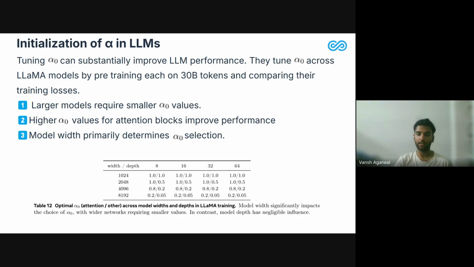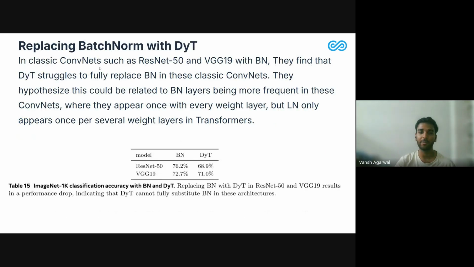All right, so the next section, there's one more slide. As I said, we will be discussing batch norm as well in classical convolution networks. They tried ResNet 50 and VGG19, trained these with DYT layers on ImageNet 1K, and then tested their classification accuracy. They found that there was a drop in performance. Their hypothesis is that batch norm layers appear more frequently in these convolution networks as compared to transformers.